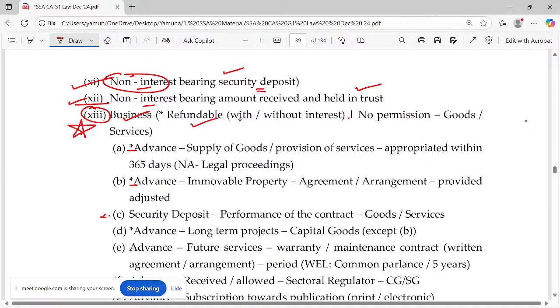Sometimes we'll be refunding it without interest. I'll complete this work within 6 months, and if I don't complete it, I'll refund. Please try to understand. So refunding without interest. And there should be some proper permission for goods and services receipt.